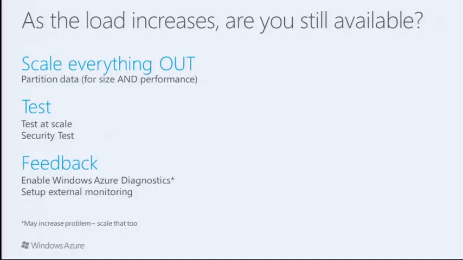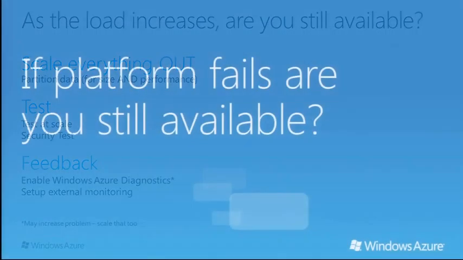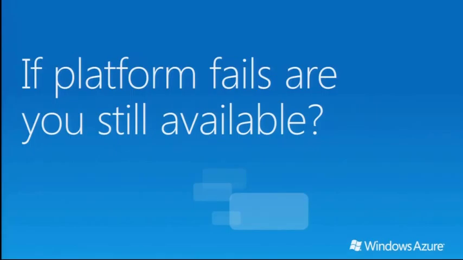Another great thing on feedback is to set up some sort of external monitoring. Now, Windows Azure itself doesn't provide any application-specific monitoring. We keep an eye on the health of the instances and the VMs, but we don't ping your application to see what's going on. So it's worth setting up some external monitoring just so you get that outside-in view of what's going on. So if the platform fails, are you still available?